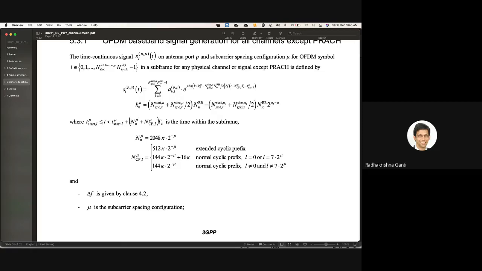They say that the time of this OFDM symbol is from some start to the same start plus N_u plus N_CP,l^μ. N_u is the length of this whole sequence that they give here, and we'll do this whole thing. The cyclic prefix length is given here. We will now understand how to interpret the cyclic prefix length. Fine.